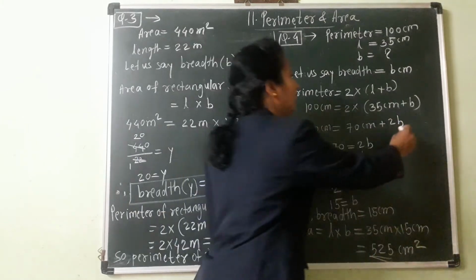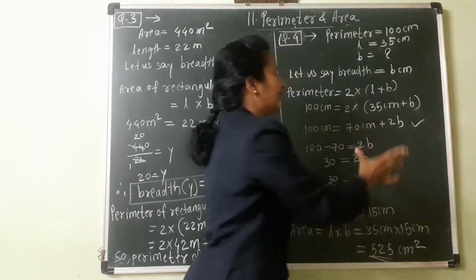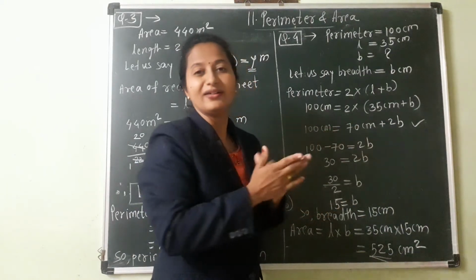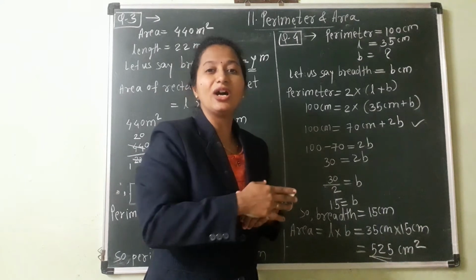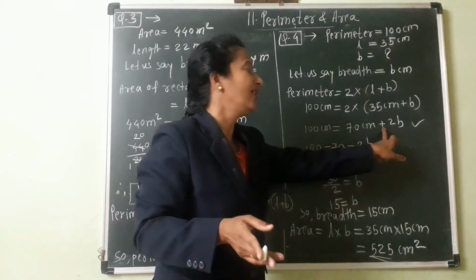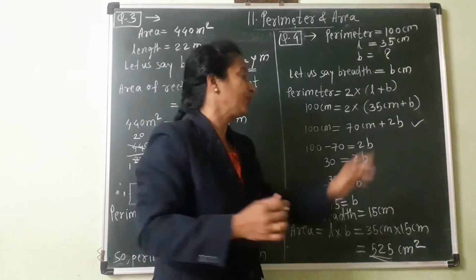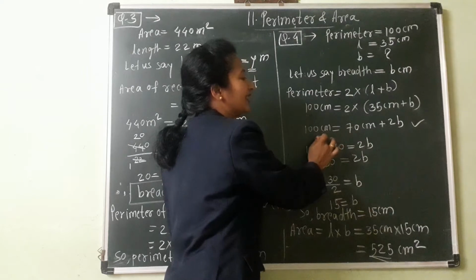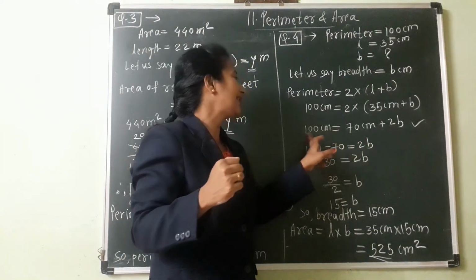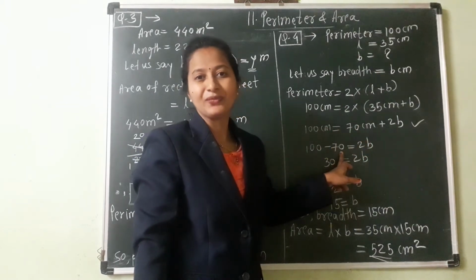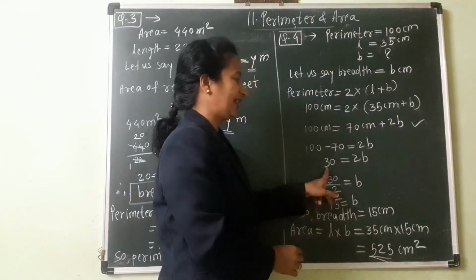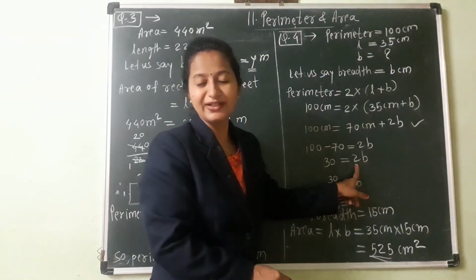You got this step. Now, which sign can you see between these two terms? It is the plus sign. Now, when we shift this 70 to the opposite side of the equal sign, we have to use the opposite sign. So what is the opposite of plus? It's minus. That means when 70 goes to this side of the equal sign, it becomes minus. We have to subtract. So 100 centimeter minus this 70 is equal to 2b. So 100 minus 70 will be 30 is equal to 2b.